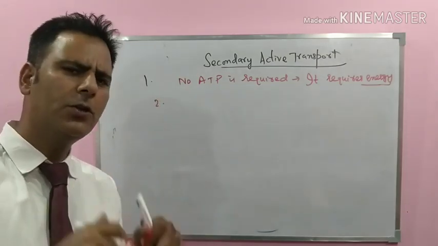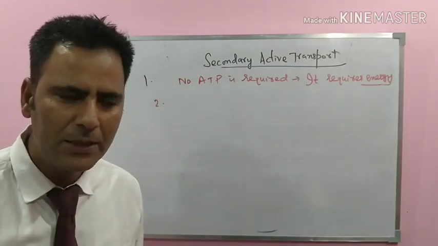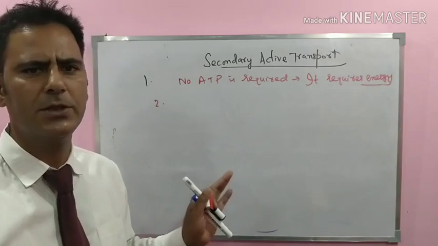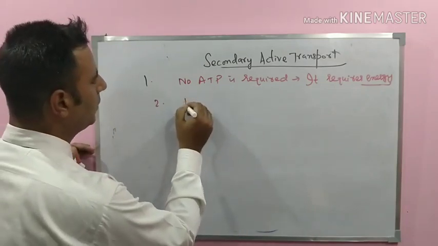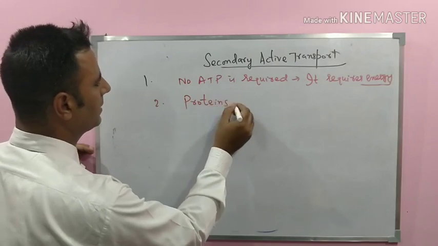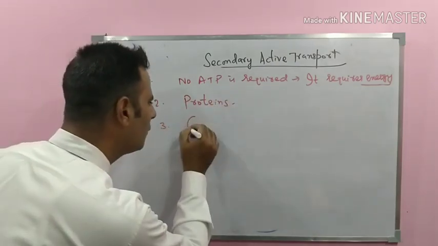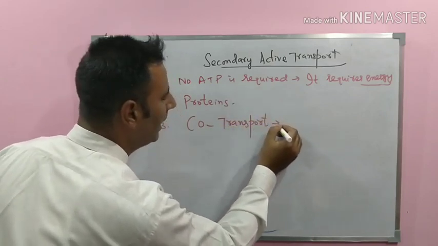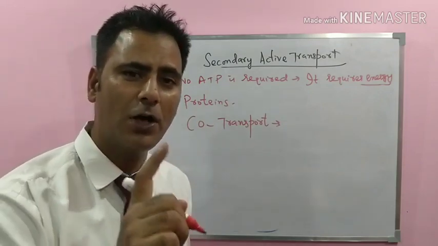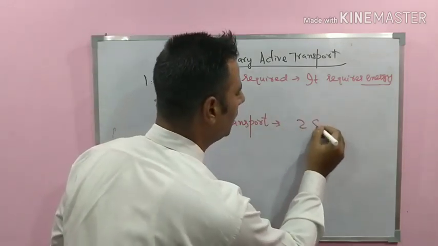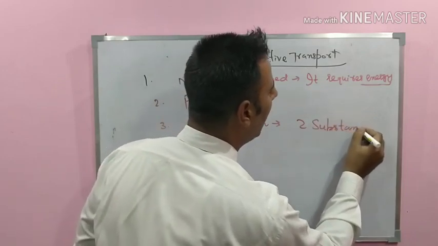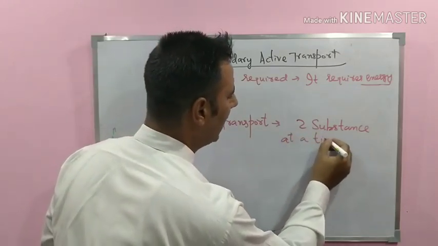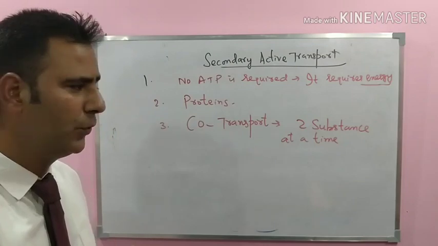Second thing, it will also involve the participation of proteins. These proteins will be present on the membrane, and they will be taking the substances, right? And it involves the participation of proteins. And one more thing, it is a type of co-transport. Co-transport means here there is transport of two substances, two ions, two molecules at a time. Two substances are being transported.